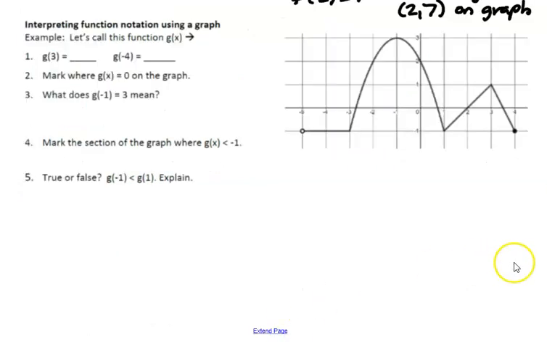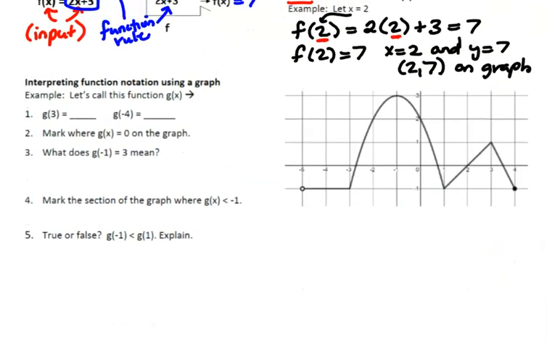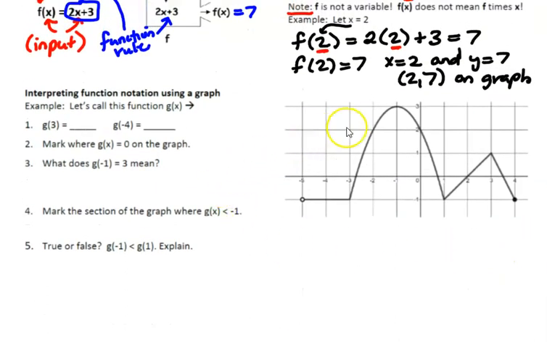Now we've looked at how we can evaluate a function using an equation. How can we evaluate a function using a graph? Let's say this function depicted in this graph is the function g of x. I don't have an equation for this. As a matter of fact, there is no simple equation for this graph. Later on we'll talk about something called a piecewise function. We'd have to write a piecewise function for this. It would have lots of different equations put together for the different sections of the graph.